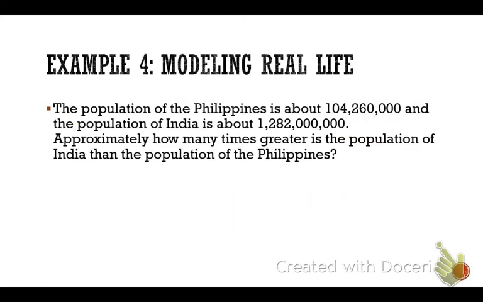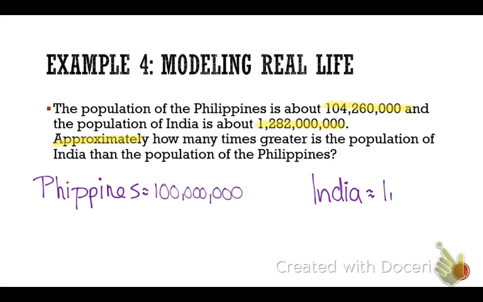All right, almost done. Okay, population of the Philippines is about 104,260,000. Population of India is a lot more: 1,282,000,000. So the first thing I want you to do is estimate these two populations. We don't want to work with those big numbers, at least for now, because we can just estimate. Whenever it says words like approximately, we know that our answer doesn't have to be exact. Okay, so Philippines is about 100 million and India is about 1 billion.